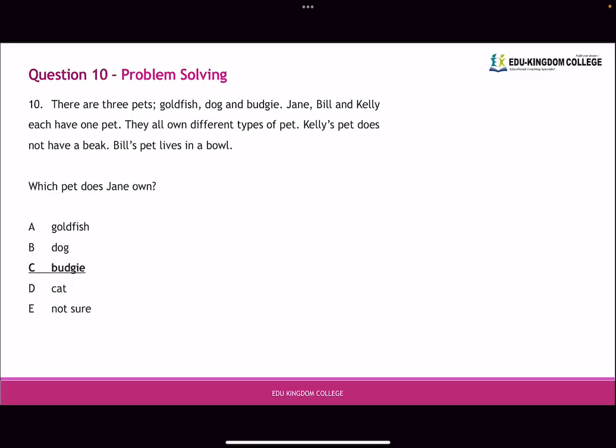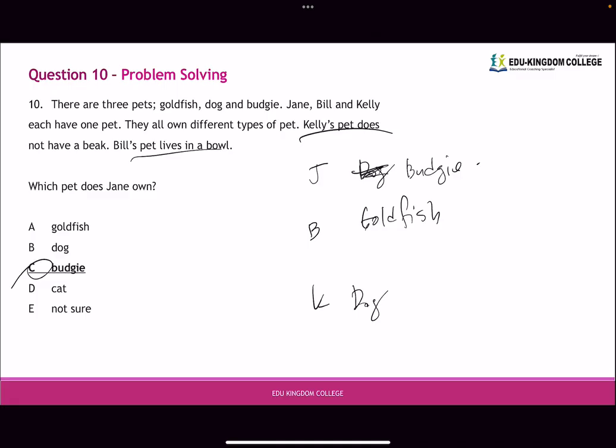Last question. So we have Jane, Bill, Kelly. So Bill's pet lives in a bowl, so it's a goldfish. Kelly's pet doesn't have a beak, so it must be the dog. And then Jane's pet must be the budgie. Okay, the last one out, so part C.